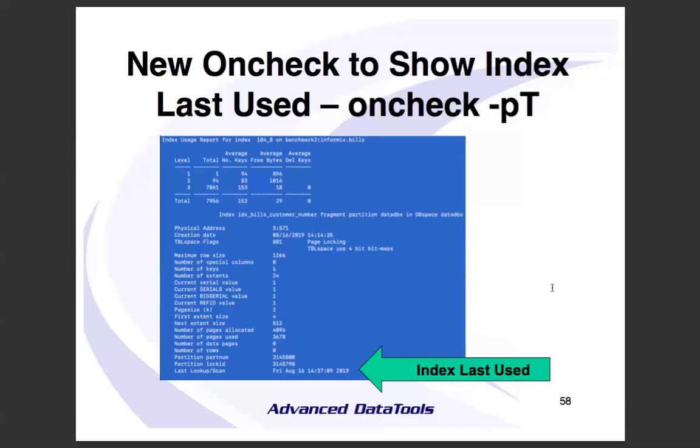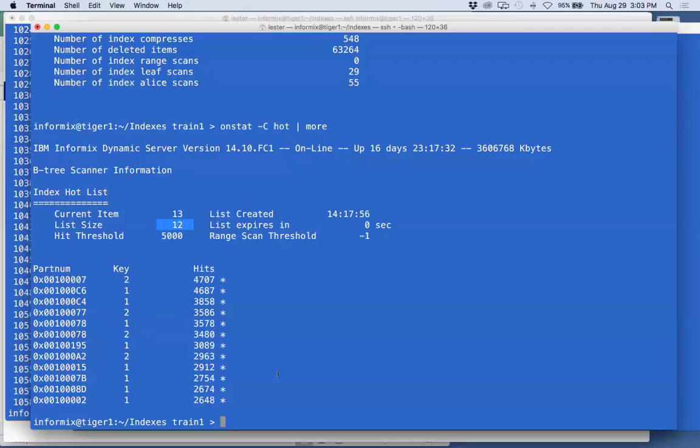Now, a really nice new option to oncheck that I'm hoping means there's going to be more is how do you know when an index was last used? There's an option, oncheck -pt, that is in version 12, the later versions of 12, and it tells you the last time there was a lookup or scan on an index. And let me come back over here and see which one is that to run?